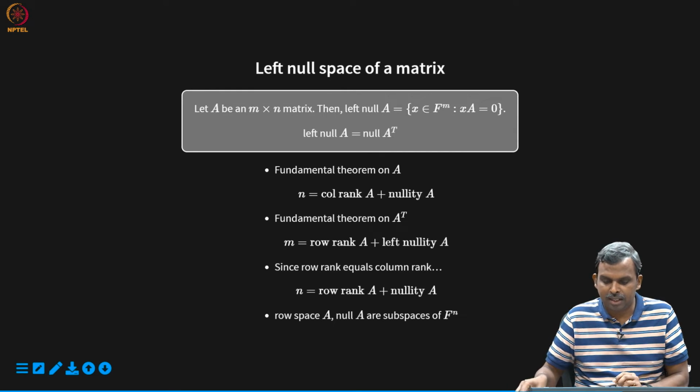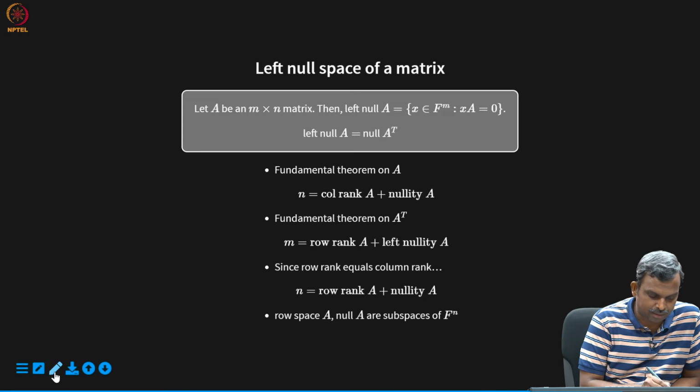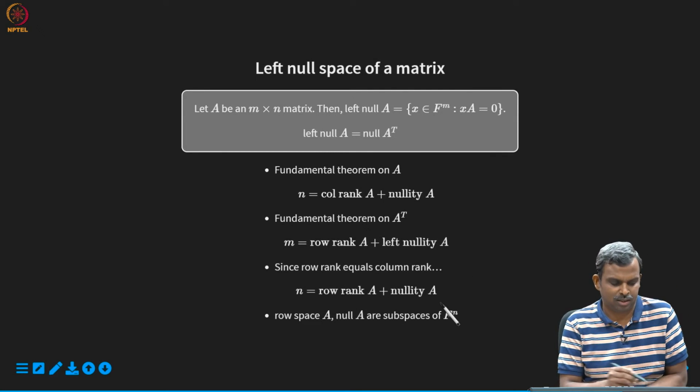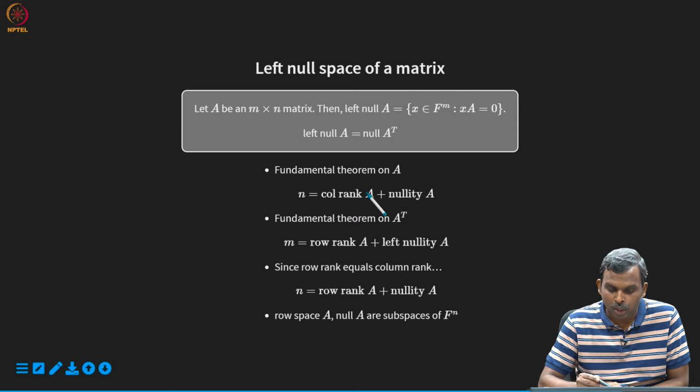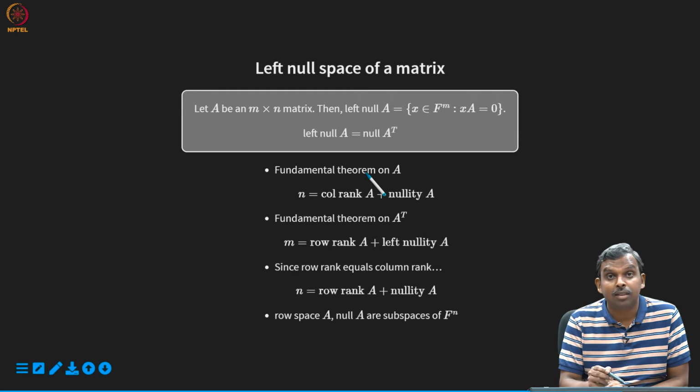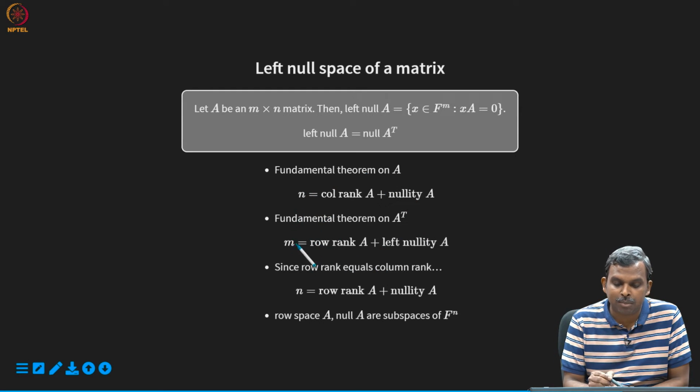So notice here this particular equation is a bit interesting. All these results you can do with null space and left null space and all that. But notice row rank and column rank are the same. Nullity and left nullity are derived from the fundamental theorem. So depending on n and m, these two will be different. These two need not be the same.